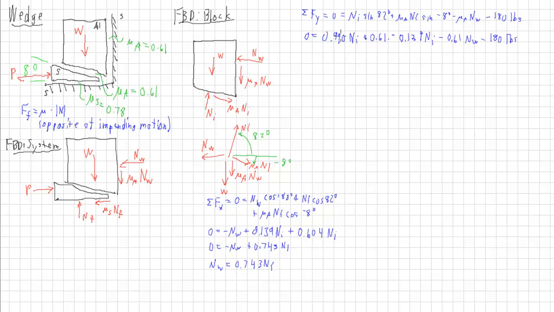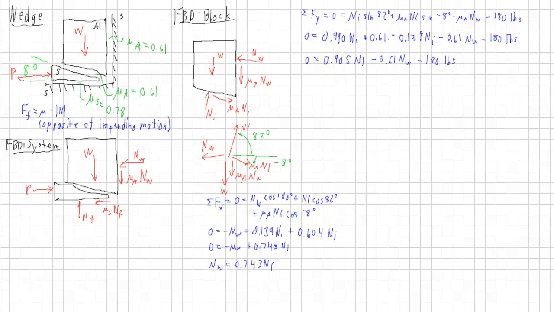Okay, so I'm going to take this, multiply it by Ni, this, multiply it by Ni. I'm going to combine these terms. So 0 equals 0.905 Ni minus 0.61 NW minus 180 pounds.